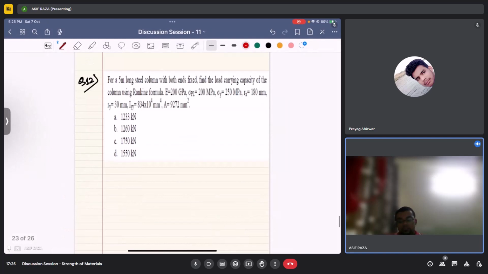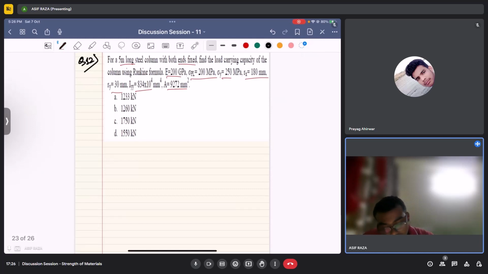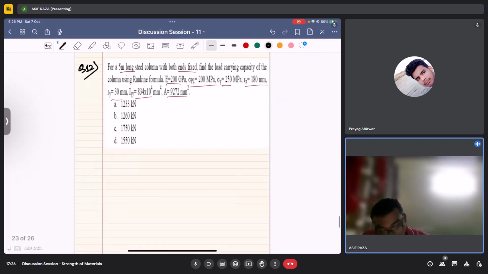So this question is for a 5-meter long steel column with both ends fixed. Find the load carrying capacity of the column using Rankine formula. Given are the Young's modulus, proportional limit, sigma y, rx, ry, different parameters. Let's find this. We have already done it, so let's do it quickly for this case.